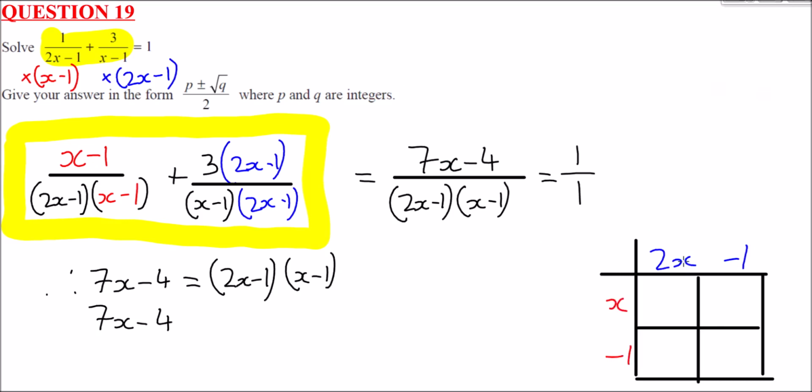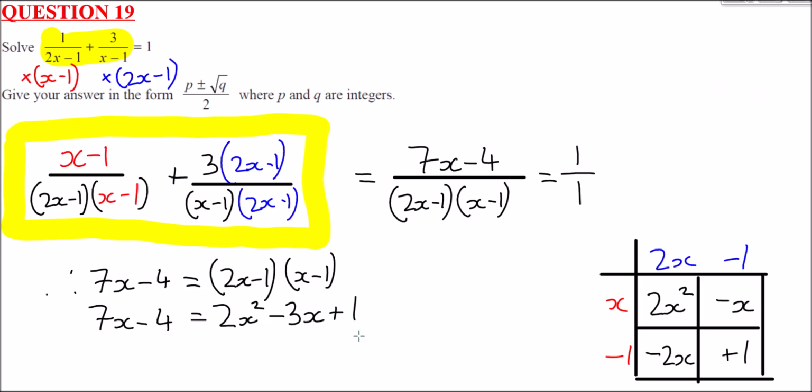So the first one, 2x times x, is 2x squared. This one, x times minus 1, is minus x. Over here, 2x multiplied by minus 1 is minus 2x's. Then finally, minus 1 multiplied by minus 1 is, of course, plus 1. So this fully simplified, we've got 2x squared minus 1x minus another x is the same as minus 3x, and finally plus 1.